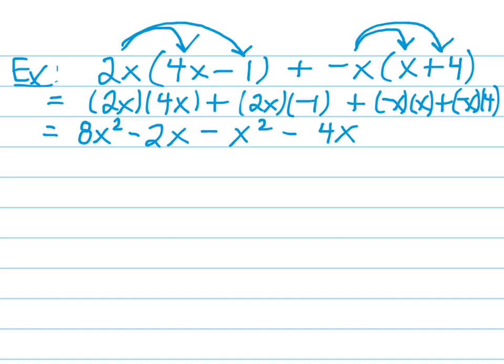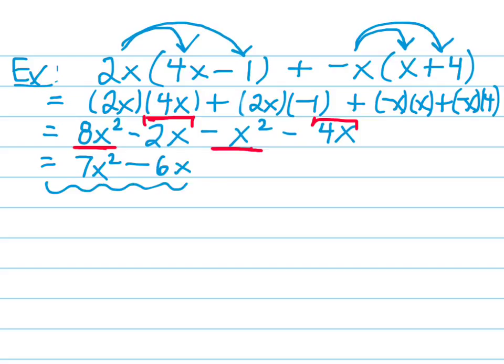So now when I get to this stage, I have to match like terms. So if I look here, I have x squared and x squared, so those are like terms. And then I have 2x and 4x that I have to match up. So I have 8x squared subtract x squared, so that's 7x squared. And I have a negative 2x subtract 4x, so that's minus 6x. And there it is. So there's a distribution property, guys.